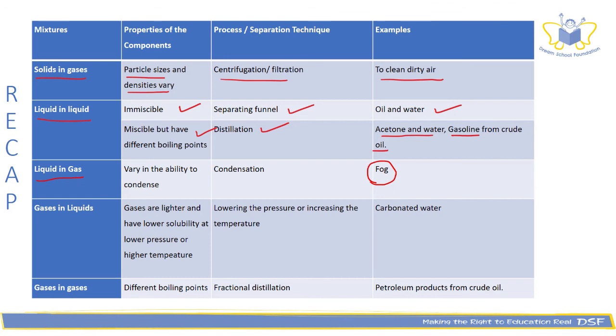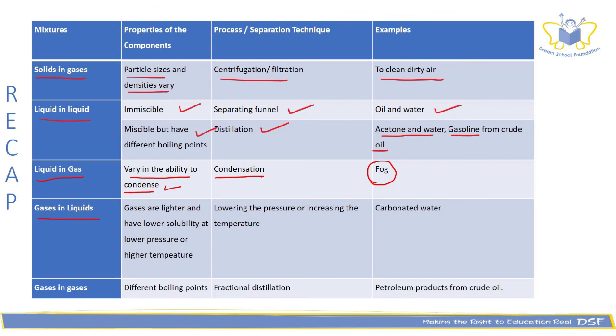So in here, they vary in the ability to condense. As we have already studied, liquid particles are closer to each other and it is easier to condense them rather than the gas particles, wherein the gas particles are randomly moving, which has more energy and they're very far apart from each other. So we can use condensation as a technique to separate liquid from a gas.